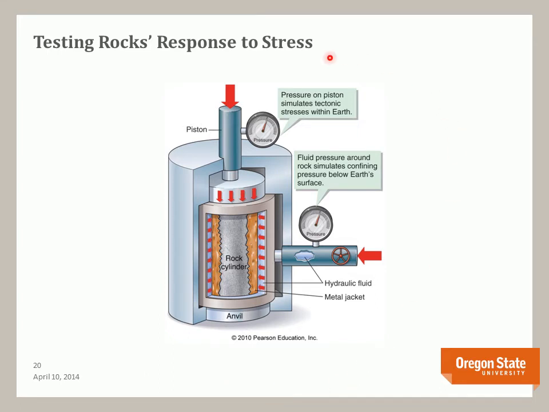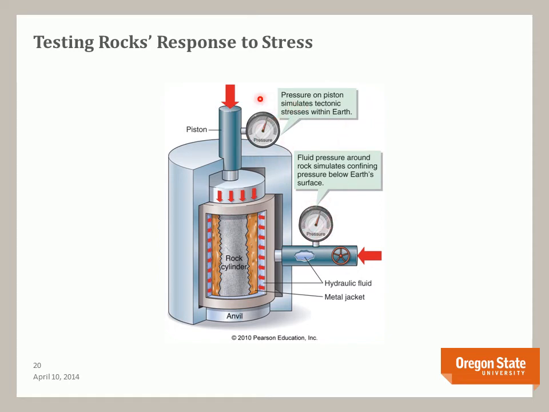They've also done experiments on rock cylinders. So here's an experimental device. Here's a rock cylinder drilled right from a rock. It has a jacket around it of copper. The tectonic stresses are modeled by using these pistons, and we can monitor the pressure. And the confining pressure, or how deep the rock might be, is modeled or regulated using a hydraulic fluid that's pumped in around the cylinder. And we can measure that too.